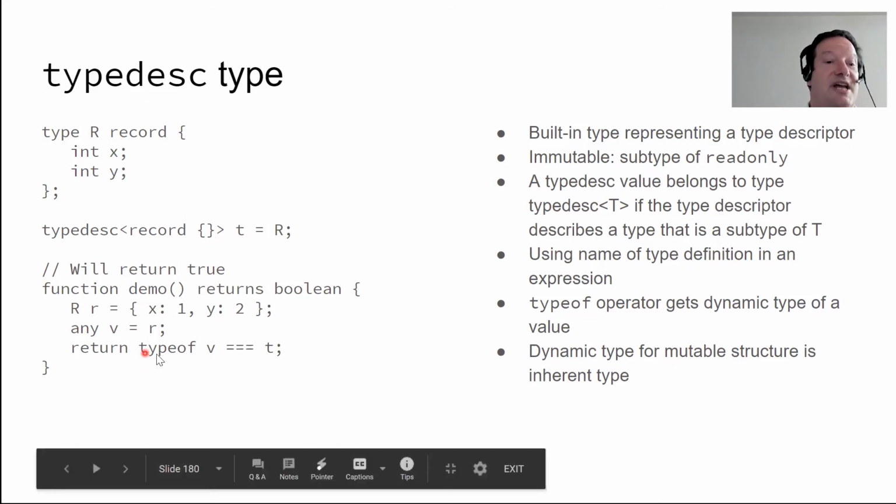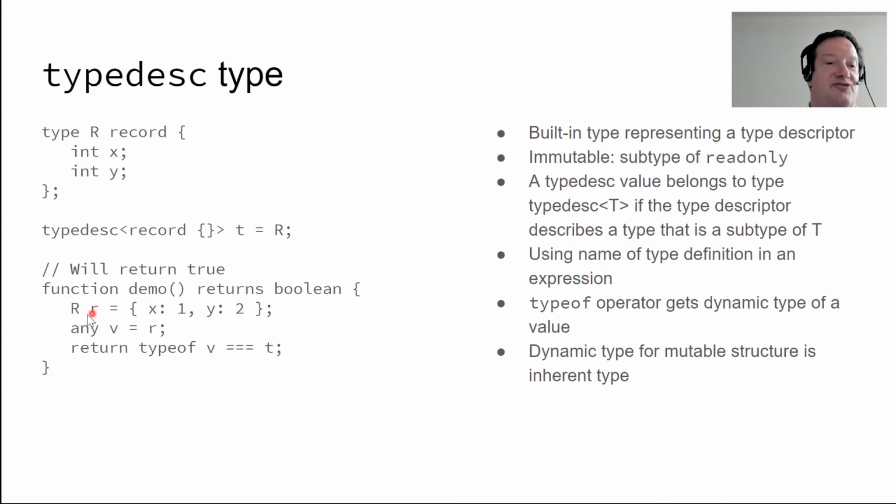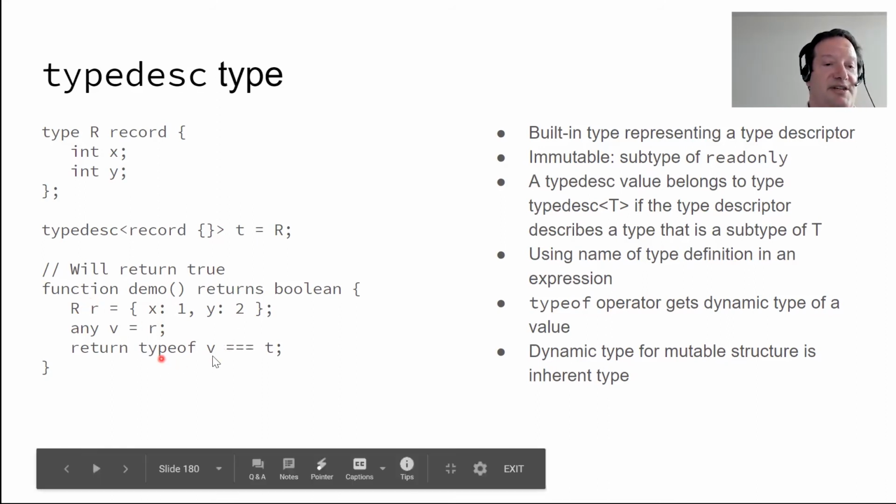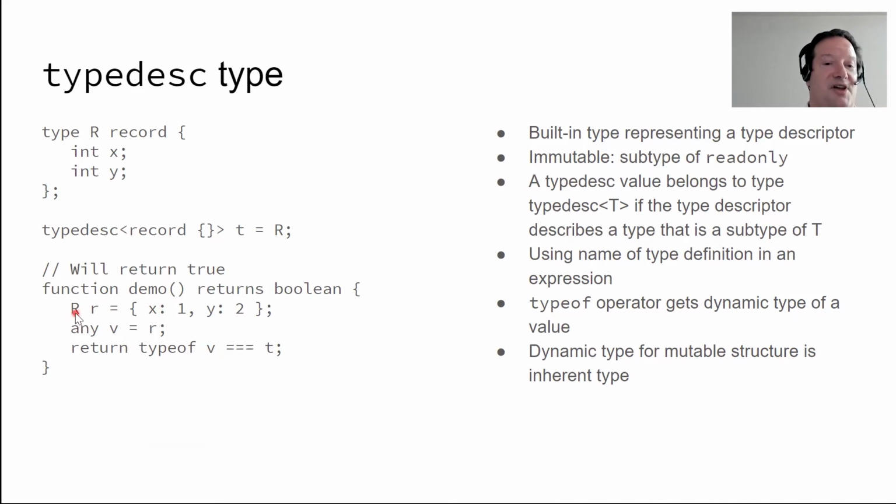And we also have a typeof operator, so I can get the type of. Suppose I've got an R, I construct an R using this. I assign it to any, and I ask for the typeof this, which is a type any. So what typeof is doing is asking me for the dynamic type, the runtime type. And for a record, that is the type you use to construct it. So if I do typeof v, what I will get back is R.